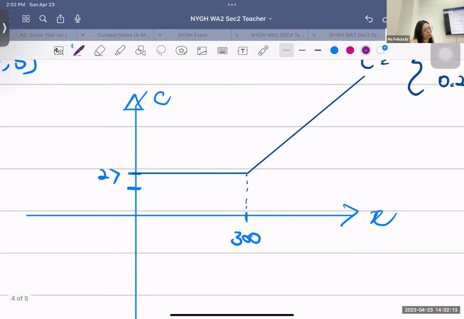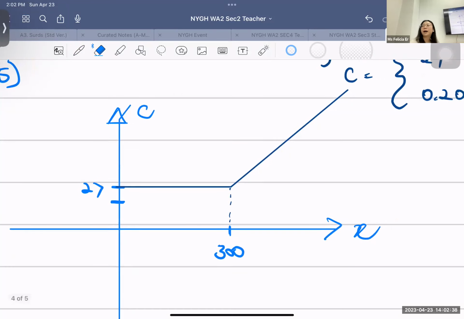Label the gradient in the drawing itself? No. So long as you label the equation of the graph, you're actually labeling the gradient already. Because your formula of a graph is y equals mx plus c, right? M is the gradient, right? So if M is the gradient, it means that so long as you write your equation of the graph there, you have indicated your gradient.